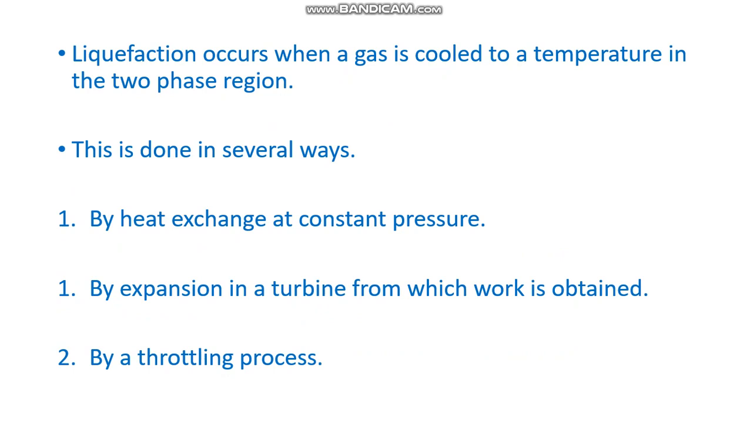Liquefaction occurs when a gas is cooled to a temperature in the two-phase region. So you have to take a gas and cool it to a particular temperature in the two-phase region. Then the gas is liquefied. This is done in different ways: by heat exchange at constant pressure, by expansion in a turbine from which work is obtained, and by a throttling process.